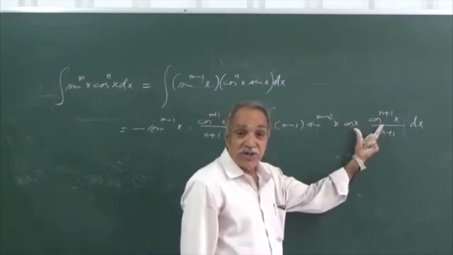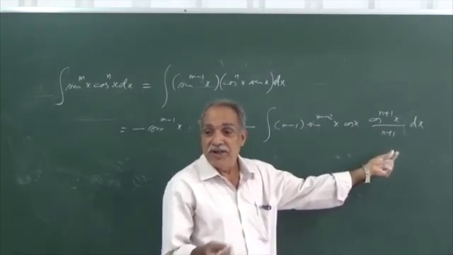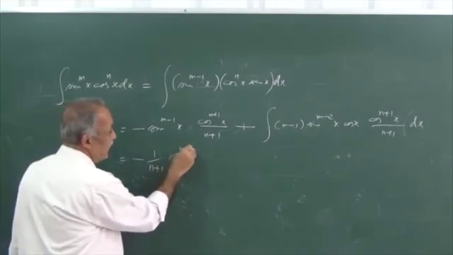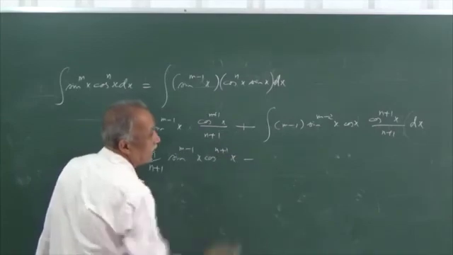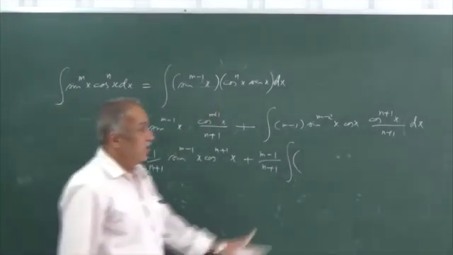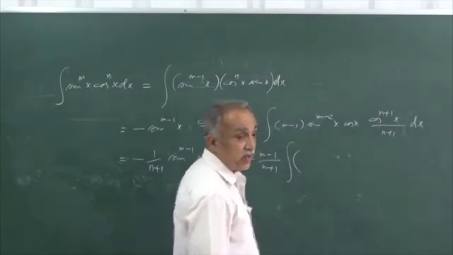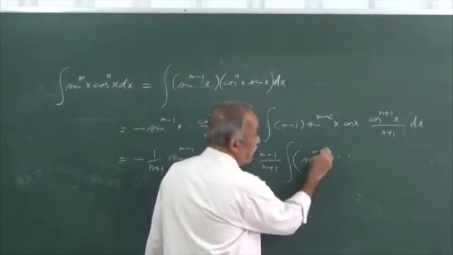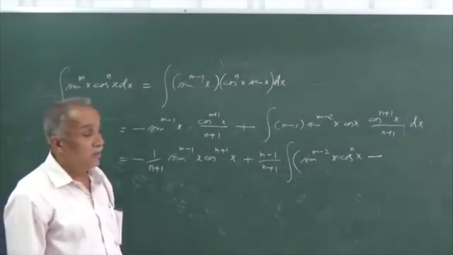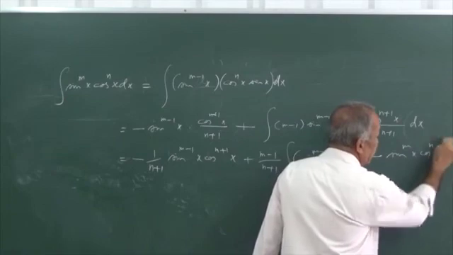Treat this cos power n plus 2 x as cos power n x into cos square x. Replace the cos square x by 1 minus sin square x. This is treated as cos power n x into cos square x, and the cos square x is replaced by 1 minus sin square x. As a result, it becomes sin to the power m minus 2 x cos power n x minus sin power m x into cos power n x dx.